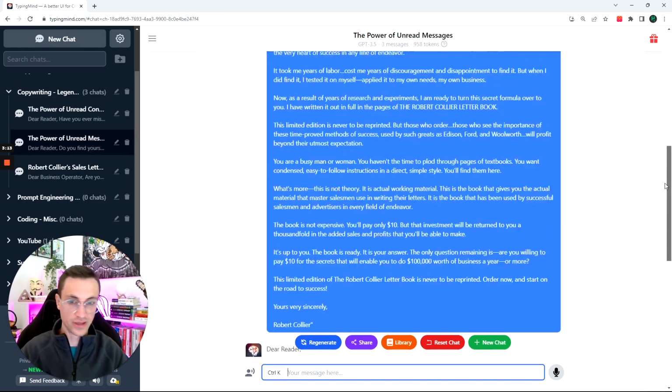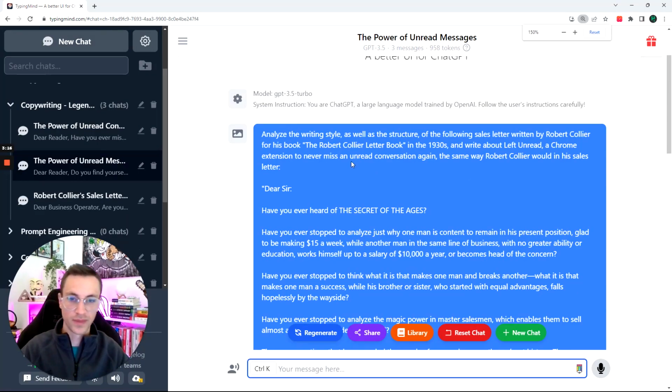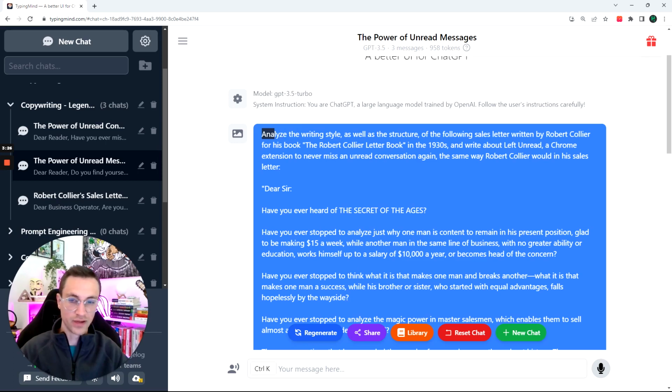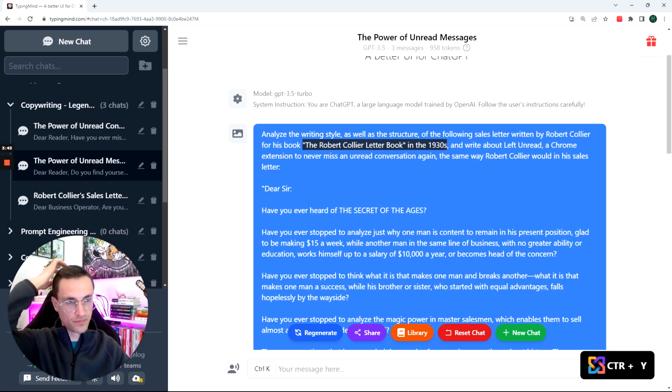And then the second way of doing it is this way. It has a similar context and similar structure in terms of the prompt, but you have to change the prompt. So I've written, analyze the writing style as well as the structure of the following sales letter written by Robert Collier from his Robert Collier Letter Book in the 1930s. This is probably not relevant, but I like to specify it just in case it needs more context, because with ChatGPT or any AI, the more context you give, the better it is.